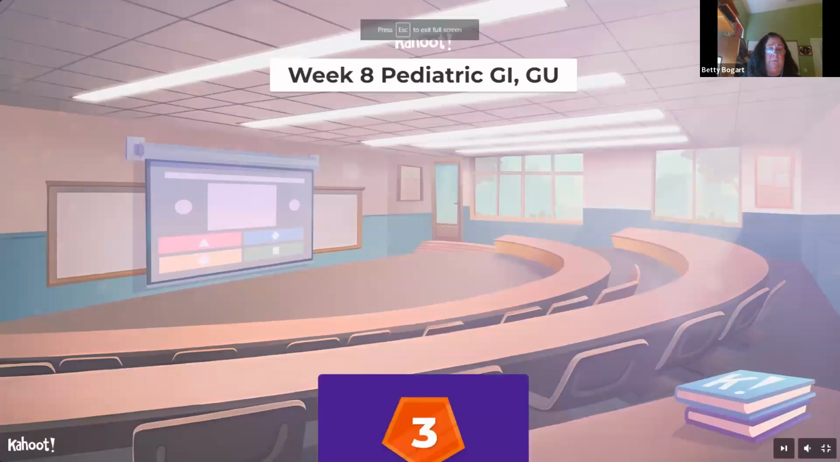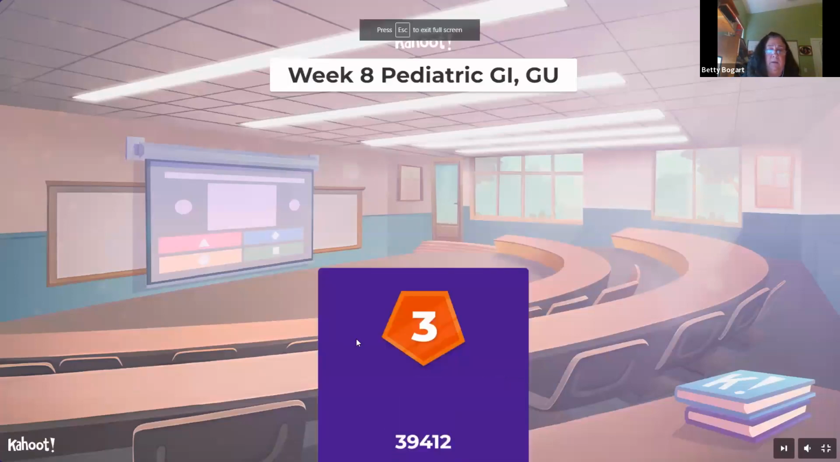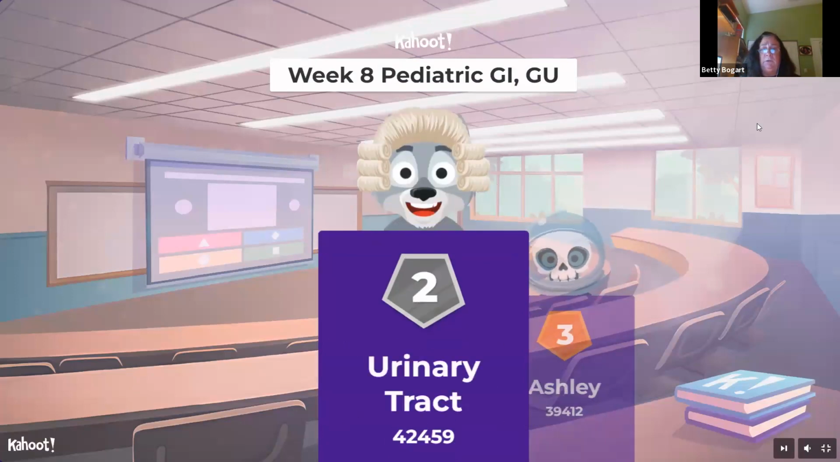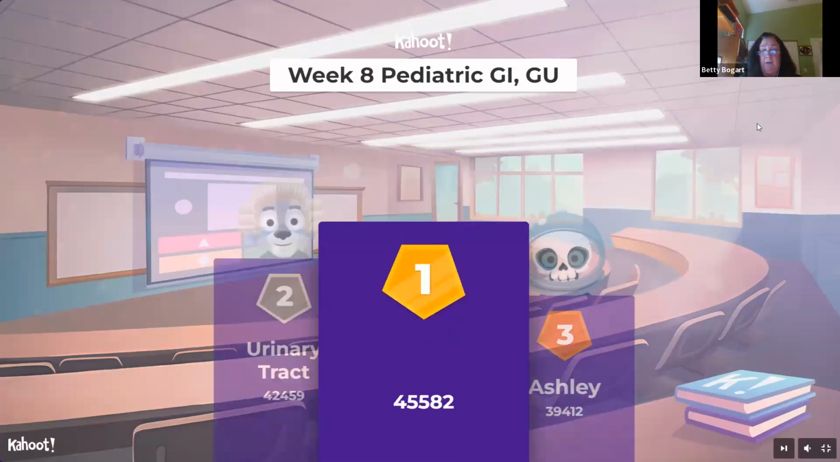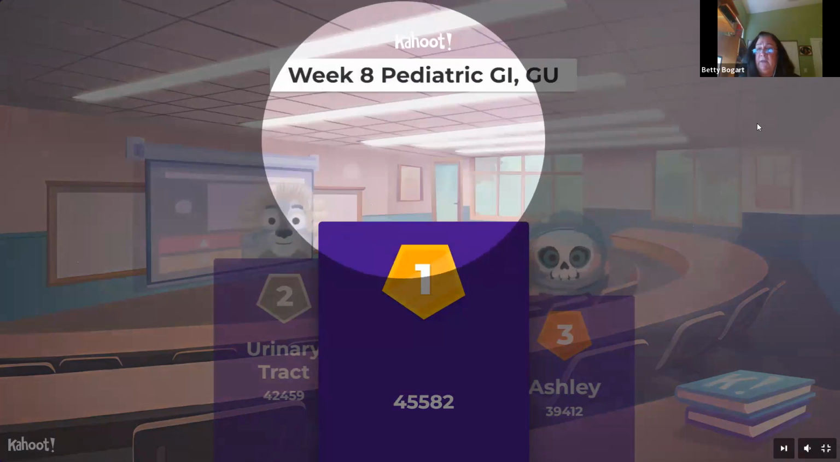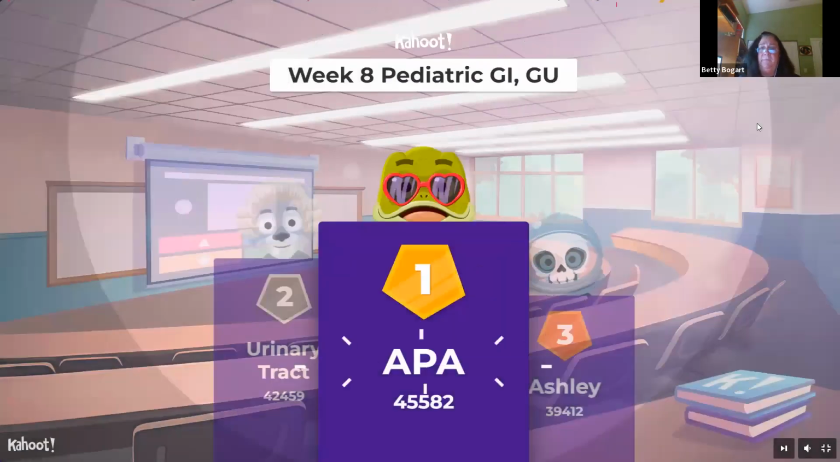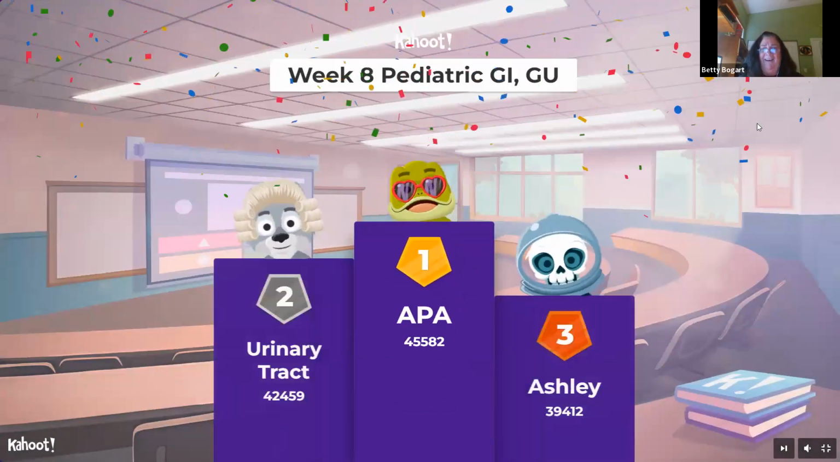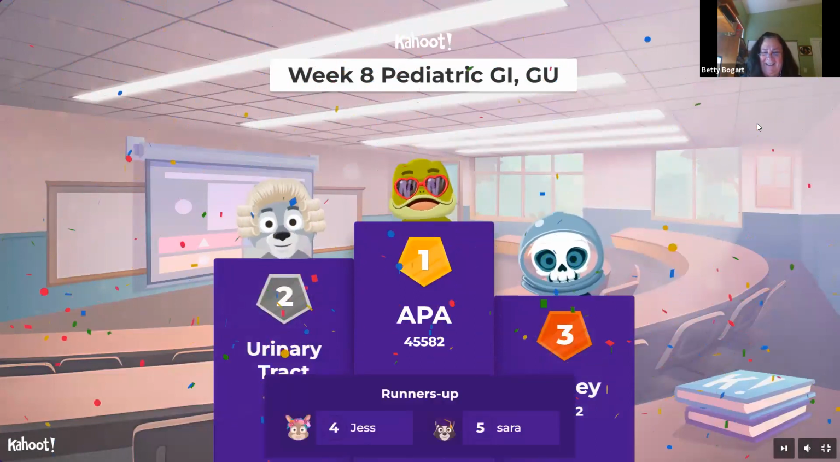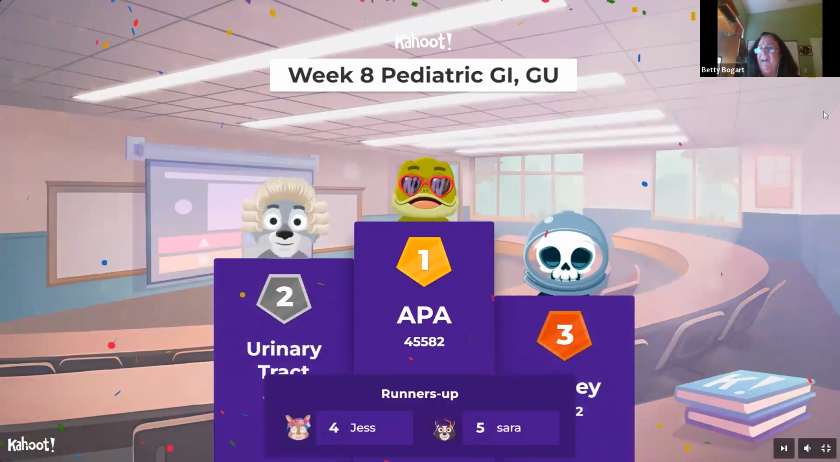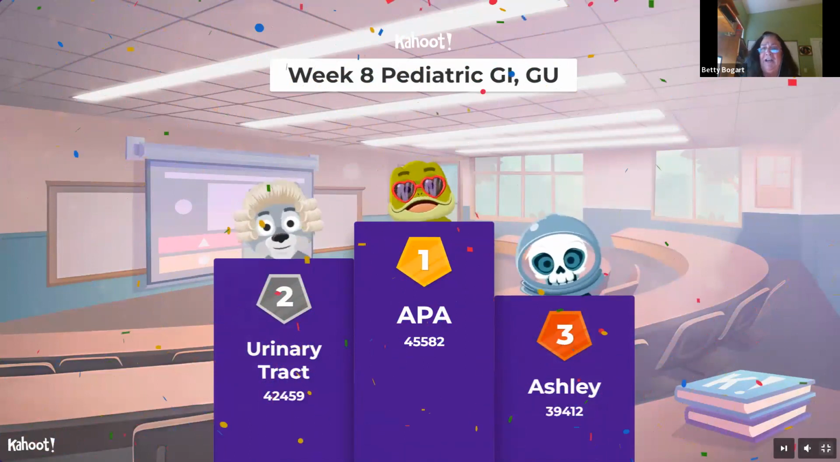And here we go. Ashley, number 3. Good job, Ash. Number 2, a urinary tract. Look at that. Complete with kidneys. Number 1, APA. You guys are silly. Jess and Sarah, good job, guys. So actually, I got through it all. I didn't take all night long.